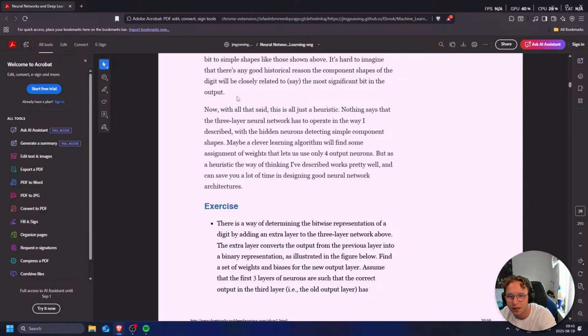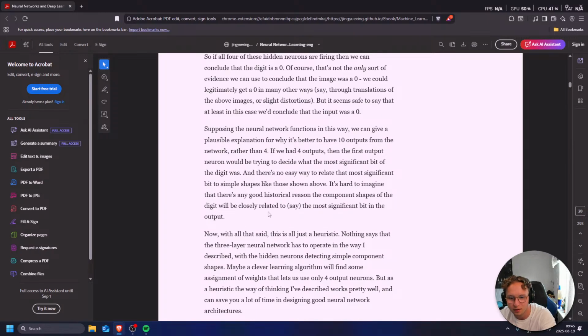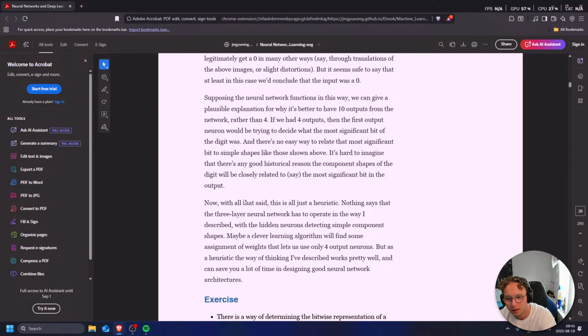Nothing says that the 3-layer neural network has to operate in the way I described, which makes sense because this is only hypothetical. With the hidden neurons detecting simple component shapes, I think the best way to actually realize how this neural network works is to see how the neurons fire based on the sigmoid function, and then understand the hidden pattern for this specific use case. Maybe a clever learning algorithm will find some assignment of weights that lets us use only 4 output neurons, but as a heuristic, the way of thinking I've described works pretty well and can save you a lot of time in designing good neural networks.